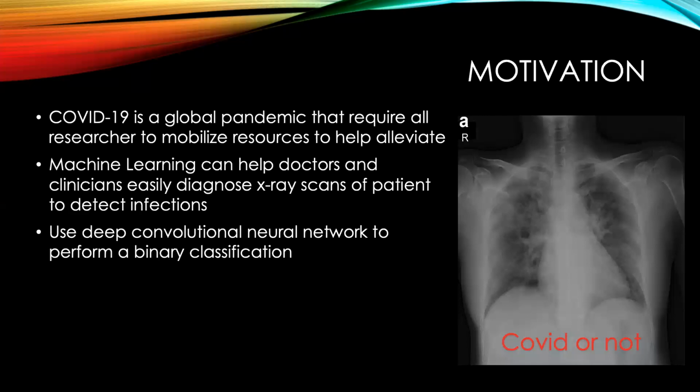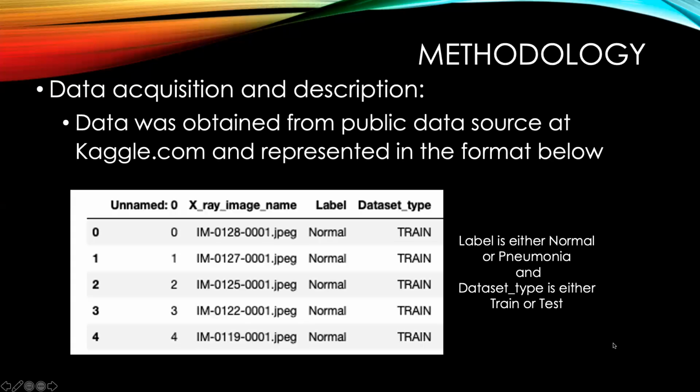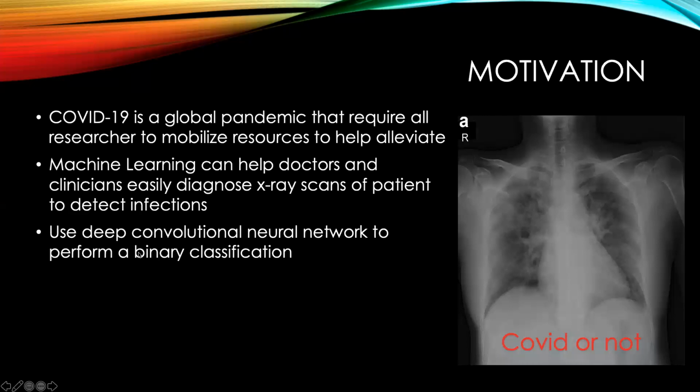All right, so I chose deep learning neural networks because neural networks are good at handling image data, building features and feature maps out of the images that you have. So over here is a sample image that you want to classify as COVID or not, but in this case, whether it's a pneumonia or not. And what are we going to use? We are going to be using binary classification to do that.